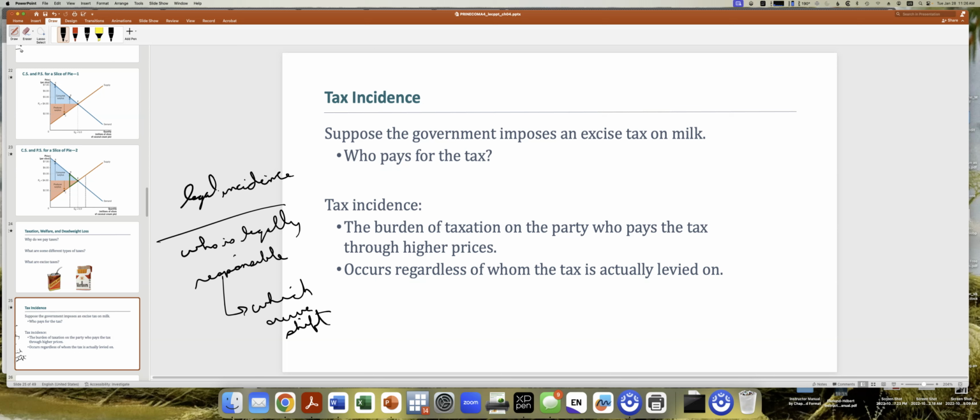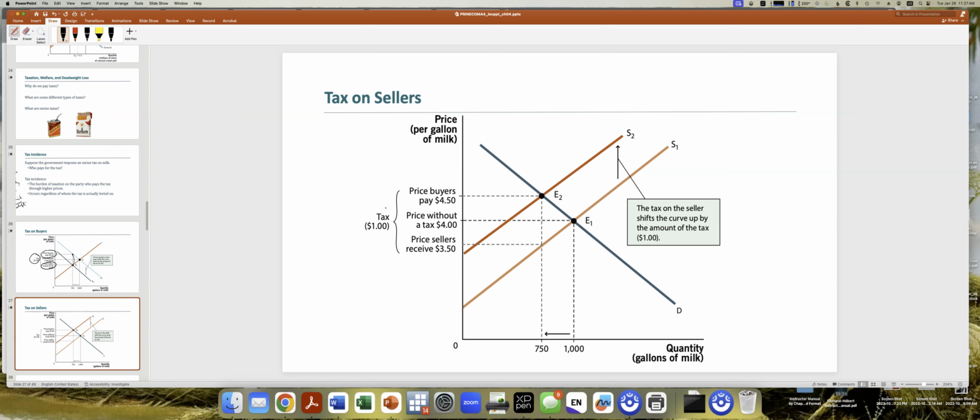That's no different than if the tax were legally imposed on the seller. A tax legally imposed on the seller now decreases the supply curve, thus shifting it to the left. Meaning that buyers pay, right, the old price used to be $4. Now with the tax, the buyer pays $4.50 because that's our new equilibrium point.